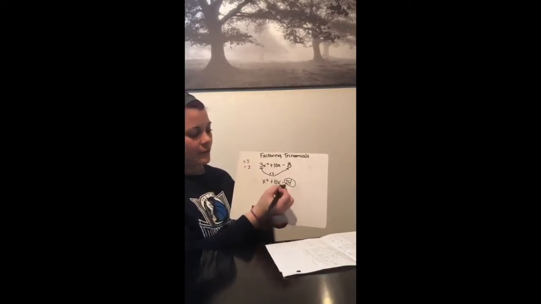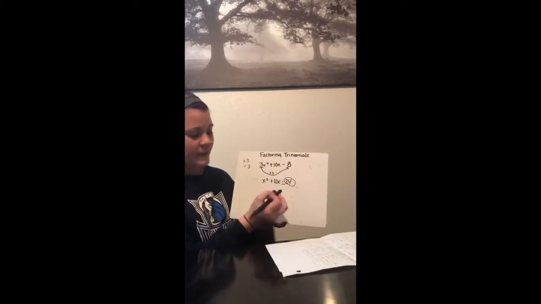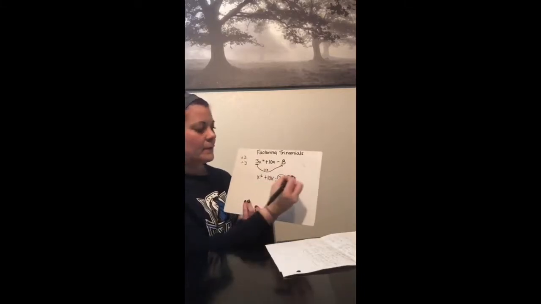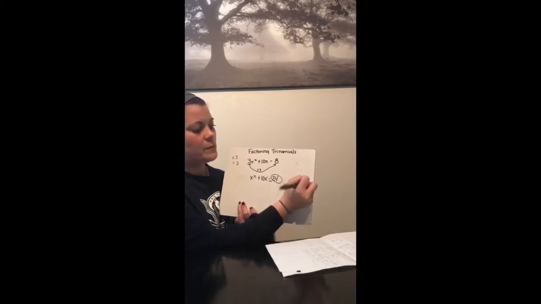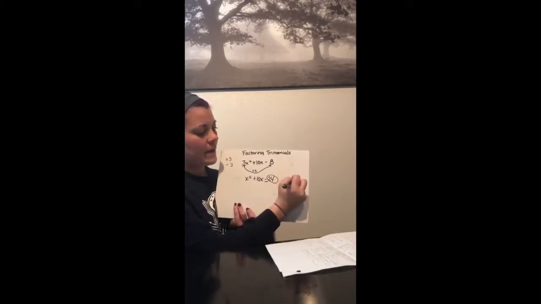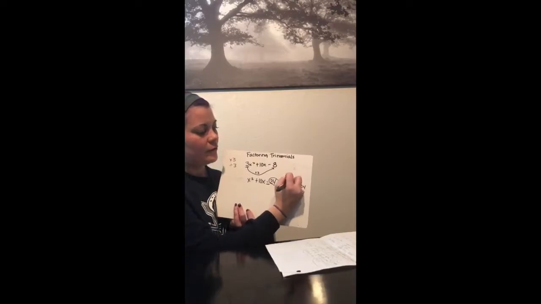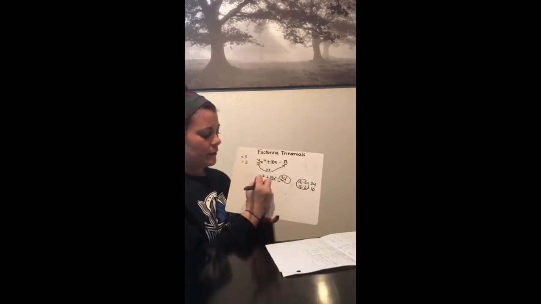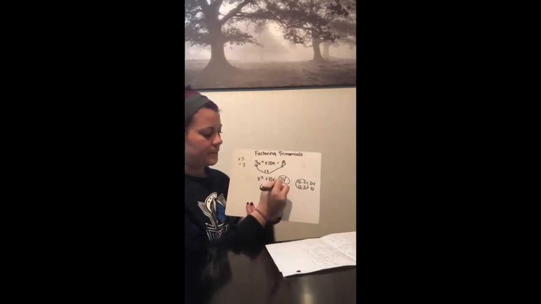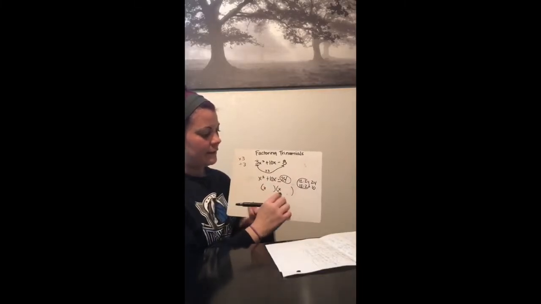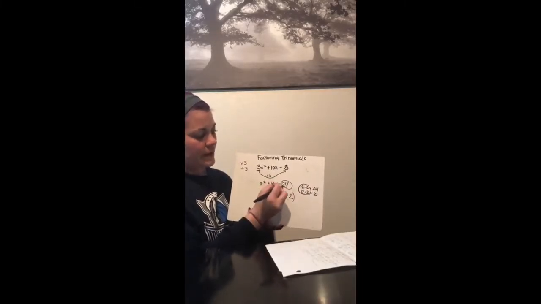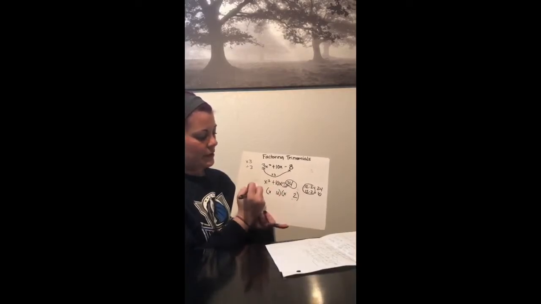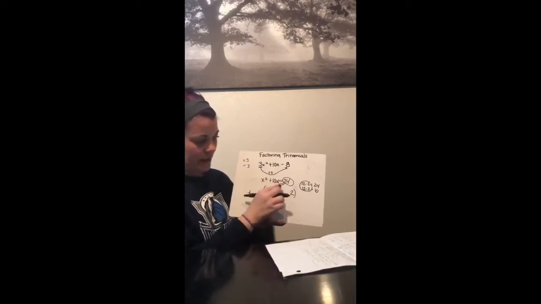What factors of 24 when subtracted give me 10? Well, if you know your factors of 24, 12 times 2 is 24, and 12 minus 2 gives you 10. So these are the two numbers, 12 and 2. So I'm going to factor it just like normal. Square root of x squared is x. I put my 12 and 2. We know the combination is going to have to be addition and then subtraction because that's subtraction.